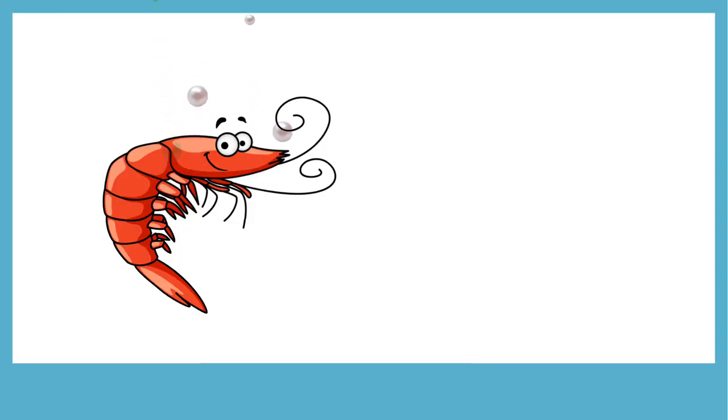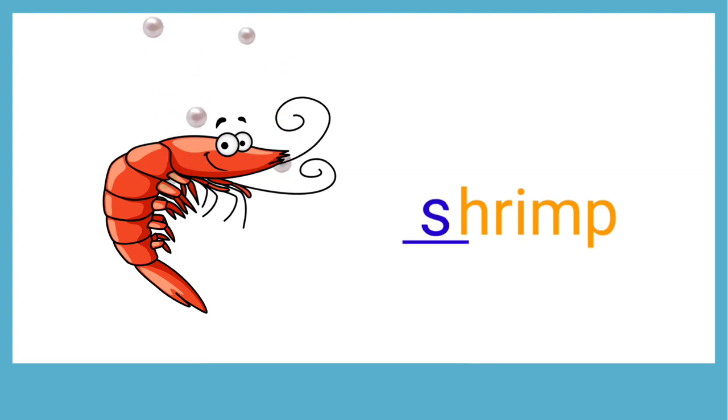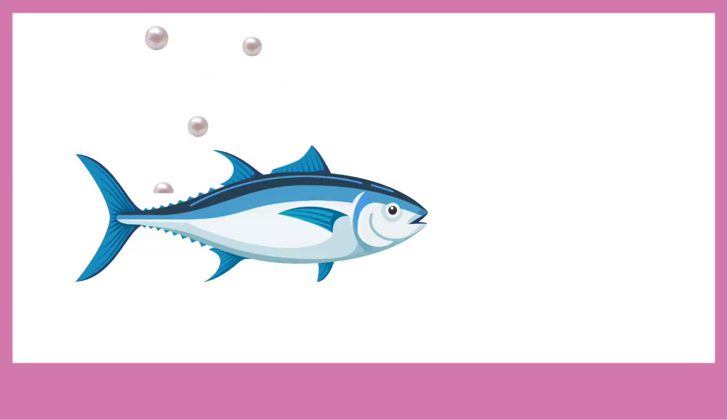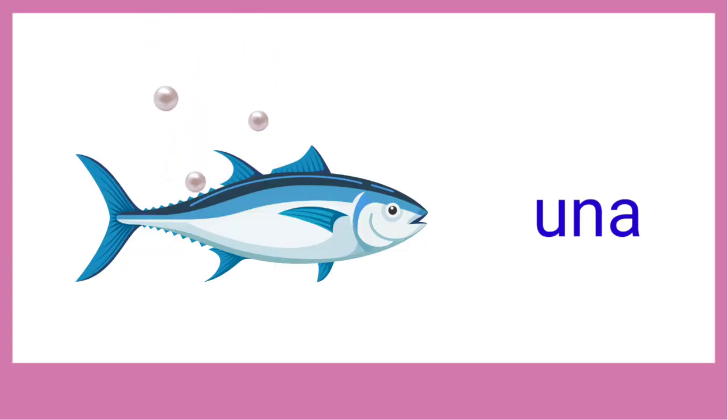And what is this one? Shrimp. Shrimp starts with what letter? S. What is this big fish? Tuna. Tuna starts with what letter? Yes, letter T.